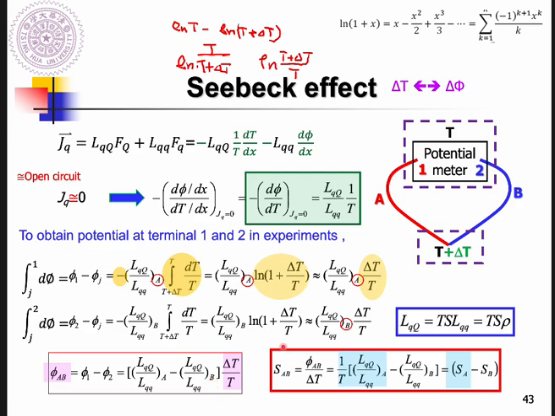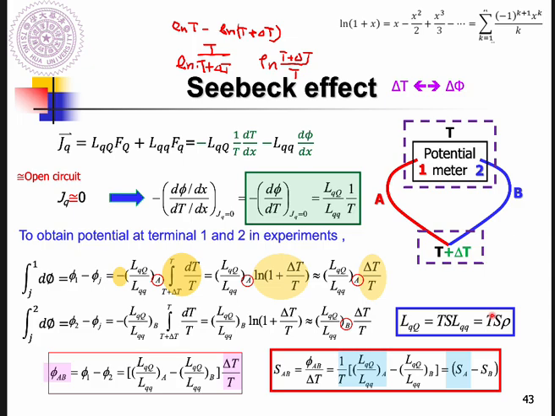So the first one is, I have convinced you that when you measure, a higher temperature will lead to a higher electrical potential. You can get a higher electrical potential difference. And the second thing is I also showed that the coupling coefficient L_q,Q equals sigma S T, which is related to the electrical conductivity, the Seebeck coefficient, and the absolute temperature.